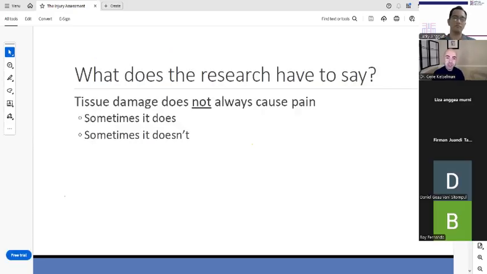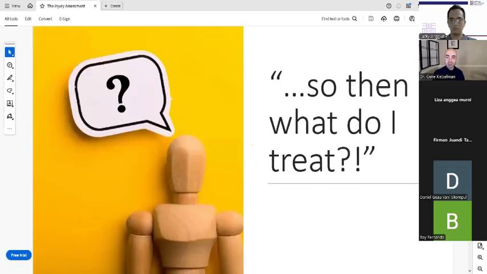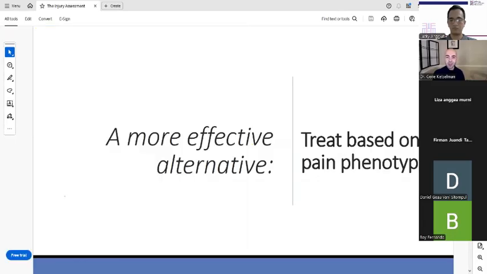So overall, what does the research have to say? Tissue damage does not always cause pain. Sometimes it does, and sometimes it doesn't. And so the big question that may be coming up on your mind at this point is, so then what do I treat? If we see imaging results and we don't actually know if that correlates with pain or not, if it has anything to do with their pain or not, then as a therapist, what am I going to treat? And so that's what we're going to talk about here, a more effective alternative, which is to treat based on what is now known as pain phenotypes.